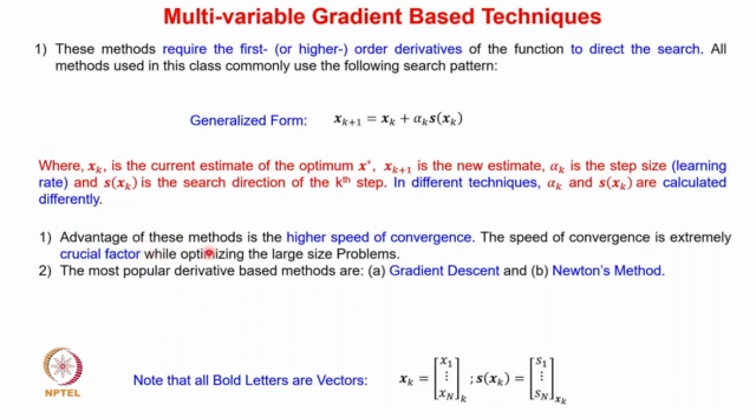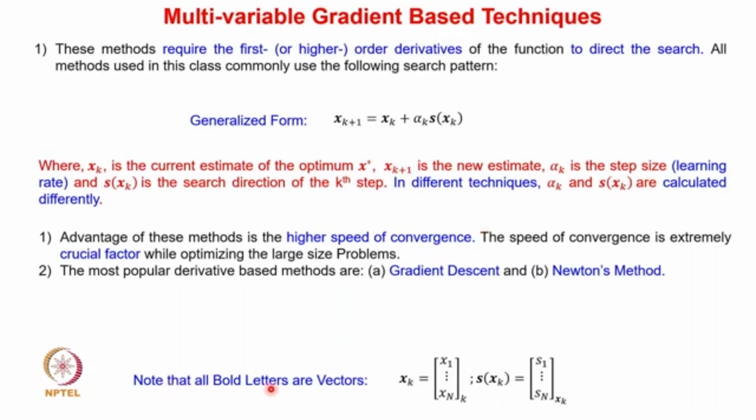What is the advantage of gradient based methods? The advantage is they have a higher speed of convergence. Again, the speed of convergence is an extremely crucial factor while optimizing large size problems. In large size problems you have a limited computational budget, limited computational resources available, and within those you have to optimize your process. In such cases, if your optimization method has a higher speed of convergence, you can get the optimum solution in fewer iterations. The most popular derivative based methods are gradient descent and Newton's method. These two methods we are going to look at in a little more detail.